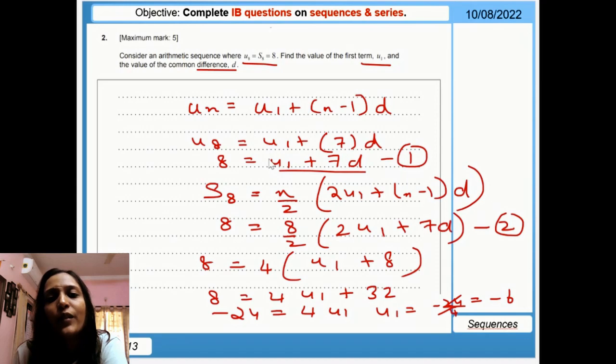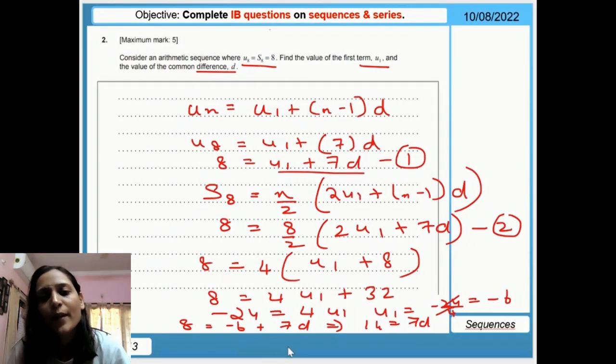And now I can put the value back in my first equation and get the value of d. So that would be 8 is equal to minus 6 plus 7d. So this can be 14 is equal to 7d, and my d value would be equal to 2.